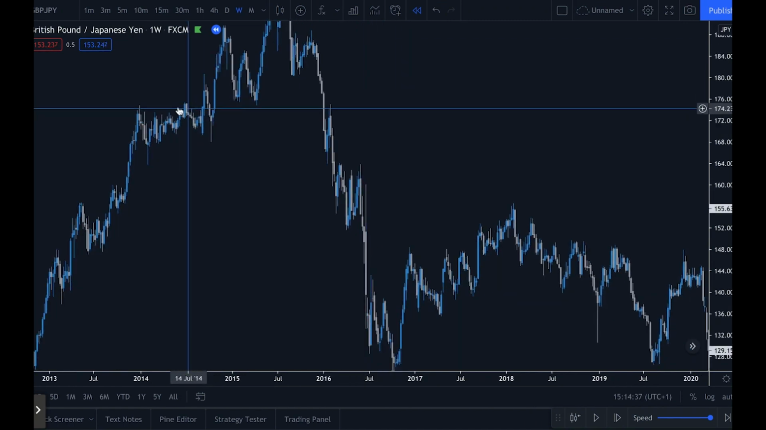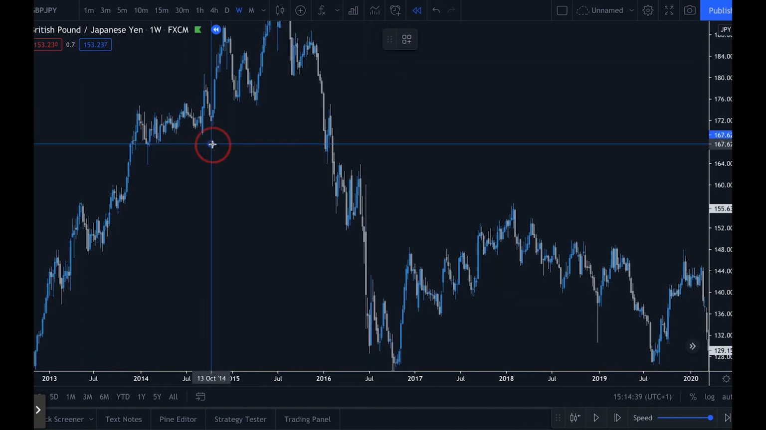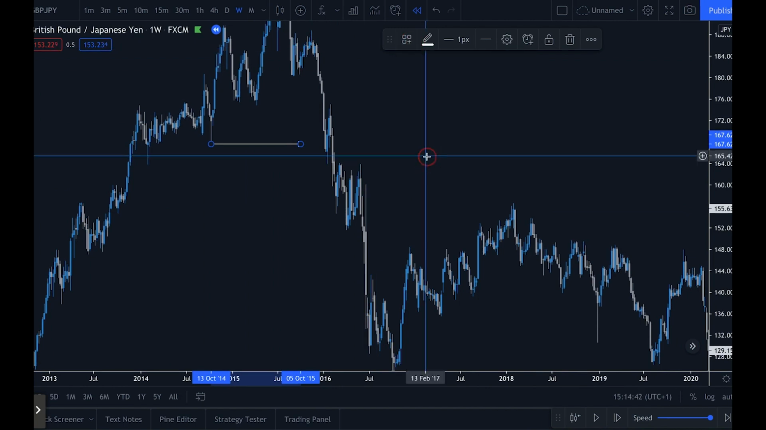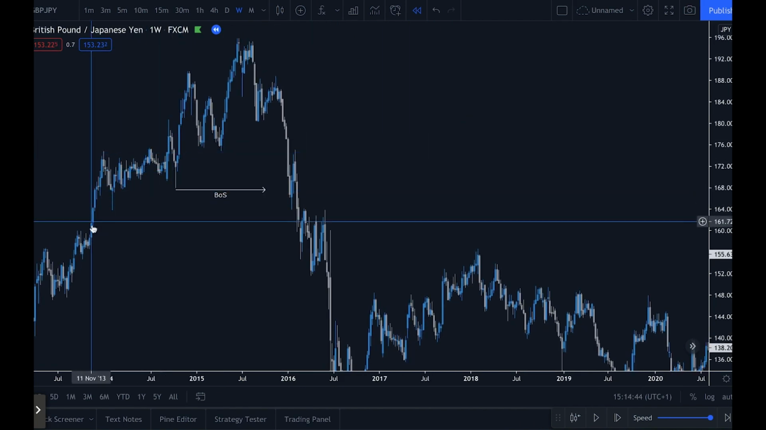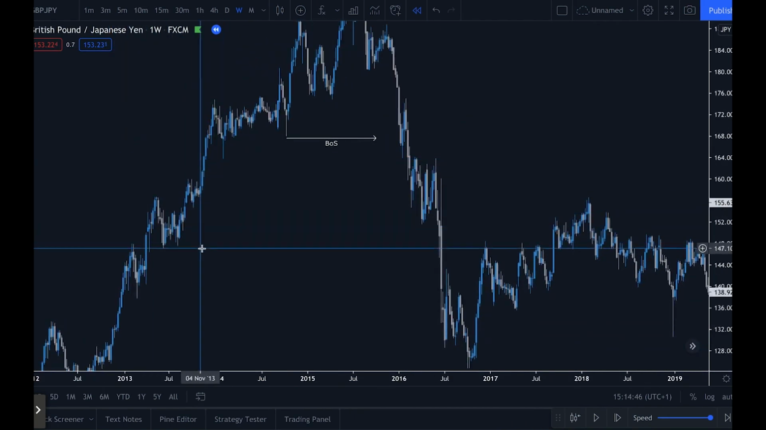Now, this big drop off was where the trend really shifted from an uptrend, if we mark this off, to a downtrend. Okay, we can see this break of structure, multiple breaks of structure here, here, here, and so on.